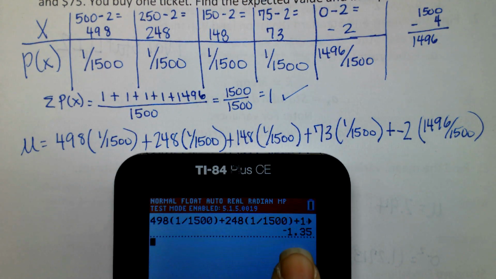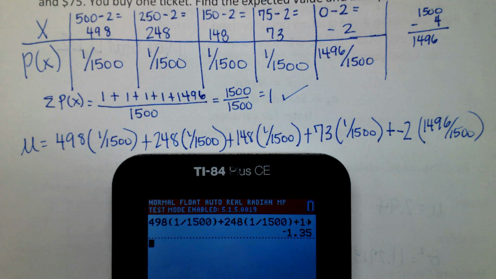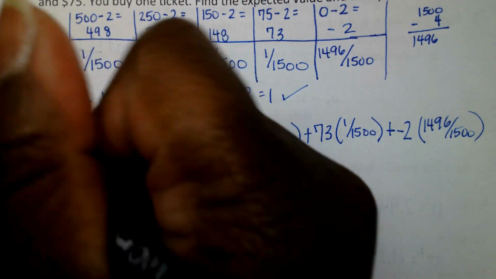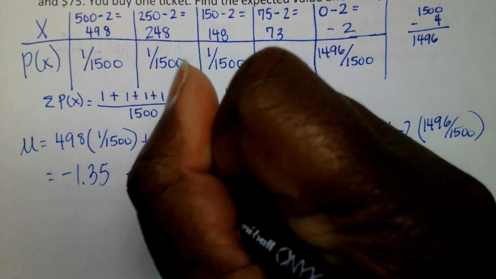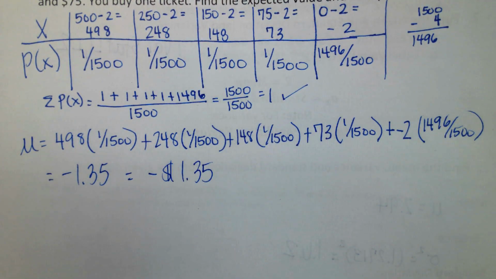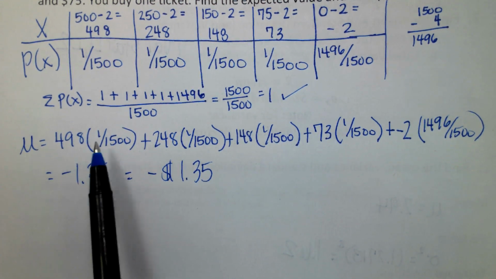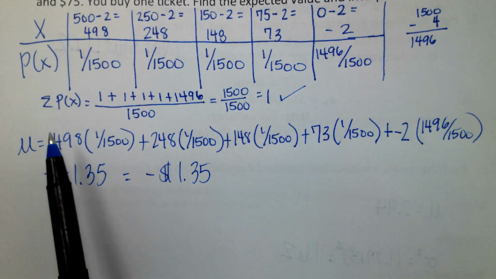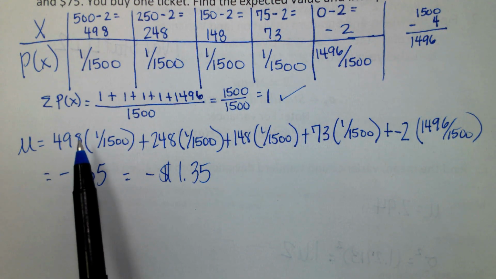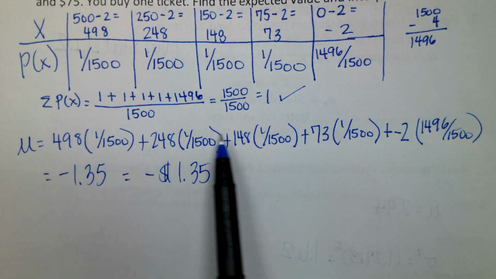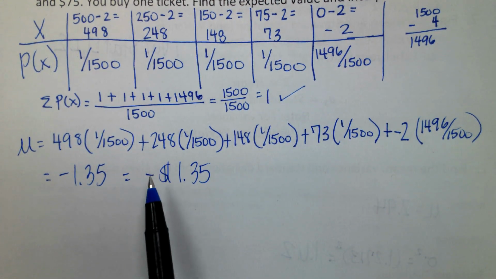That's negative 4.35. That's already in money form. So that is going to be a negative $1.35. And we'll interpret that in a minute. Okay, so I took my x times my p of x according to our mean formula, sorry. Multiply all those and add them together to negative 1.35.